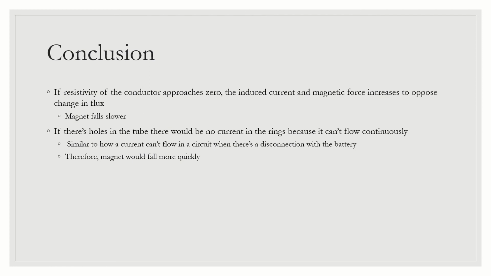In conclusion, if resistivity of the conductor approaches 0, the induced current and magnetic force increase to oppose the change in flux. Therefore, the magnet is going to fall a bit slower. And if there are holes in the tube, there would be no current in the rings because it can't flow continuously, which I thought of as a current running through a battery through wires in a circuit. So therefore the magnet would also fall more quickly because there are not as many rings with an induced current continuously flowing through them. Thank you.